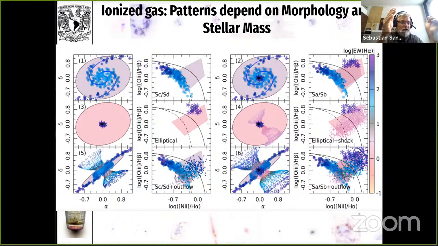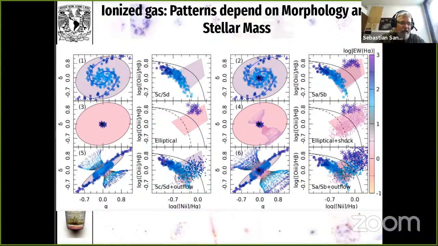Velocity dispersion also can help, or even better, the line of sight velocity distribution, because this can tell you if there are some asymmetries, if the ionization may be due to the presence of shocks. This is if it's unresolved.